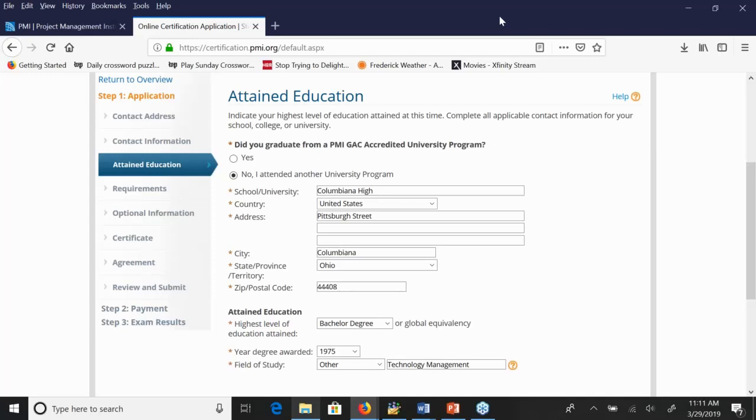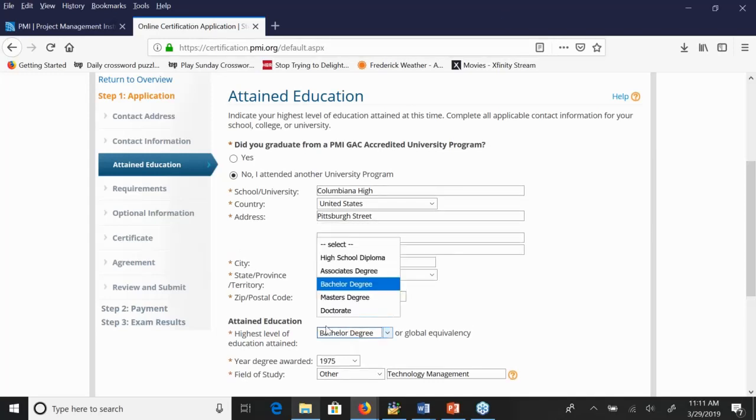Now they ask you down here, what's the highest level you attained? Did you get a high school diploma or an associate's degree? If you got either of those two, congratulations. You got a high school diploma. Hey, Carl, I worked real hard on my associate's degree. I know, and I'm sorry, but it doesn't count for anything.